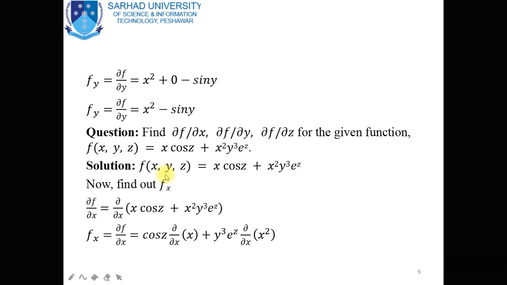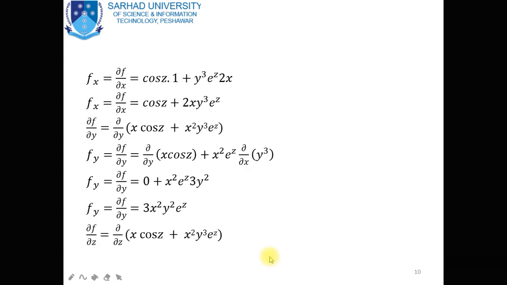Now to find fx, meaning the partial derivative of the function with respect to x. This is the notation of the partial derivative of the function with respect to x. So with respect to x, cos z will be a constant, so this term will be as it is, and the derivative of x with respect to x will be 1. And y cube e power z will be a constant, and the derivative of x square with respect to x, by using the power rule, is 2x.